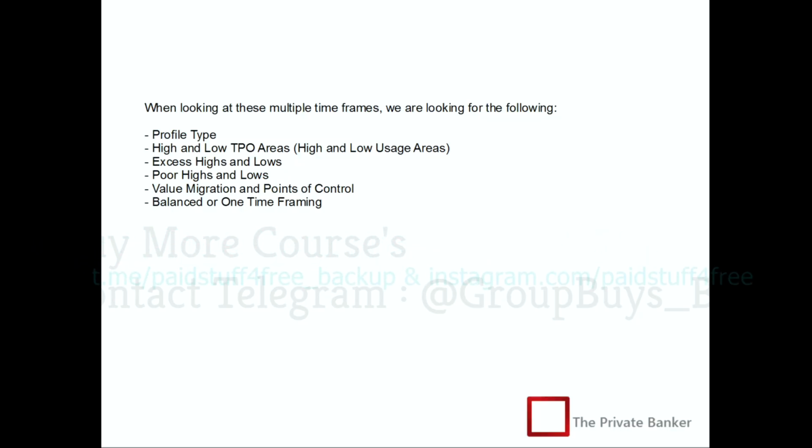What's the migration of value and the point of control in these profiles? Has it been stair-stepping higher or lower based upon the trend? We really want to look for that type of information. Do we see value areas overlapping each other, or are they separated? This gives us a sense of how strong the move is. And then, of course, we want to look at the overall profile in terms of whether they are balanced, meaning they're overlapping the previous profile, or one time framing, meaning they're continually looking for higher prices or lower prices. So just overall structure in that sense, similar to what we looked at with the price bar charts.